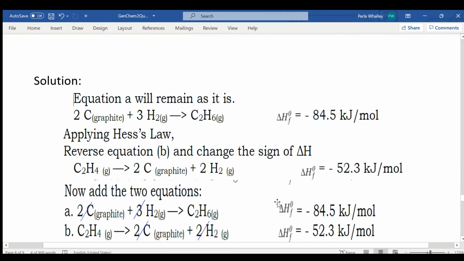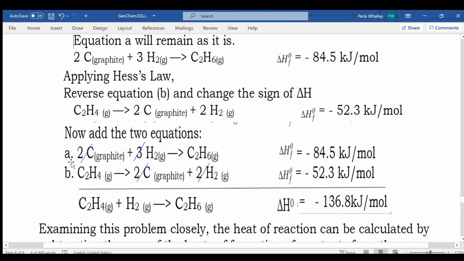Solution. Equation A will remain as it is. Applying Hess's Law, reverse equation B and change the sign of delta H. So C2H4 gas forms 2 moles of carbon plus 2 moles of hydrogen gas, and it becomes negative. Now we add the 2 equations.